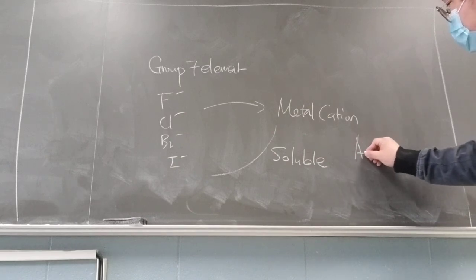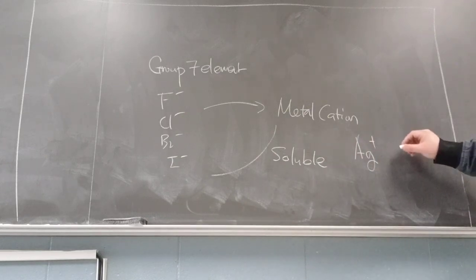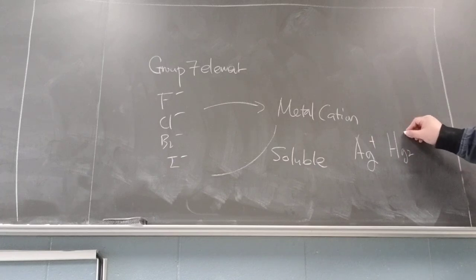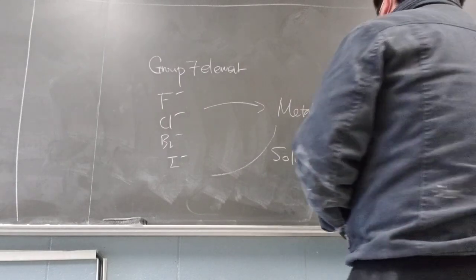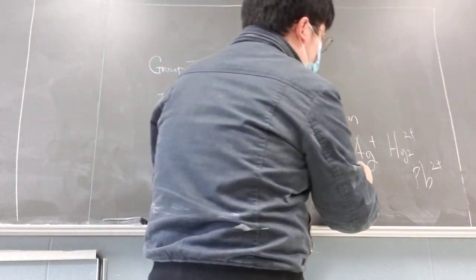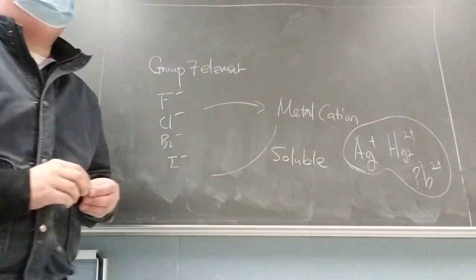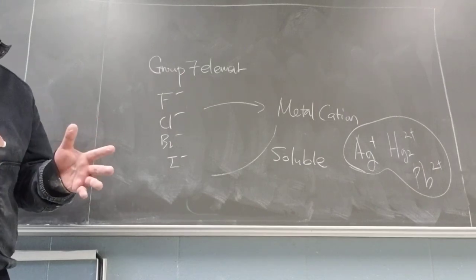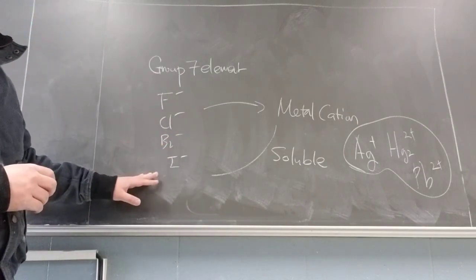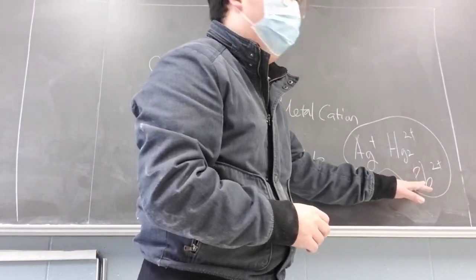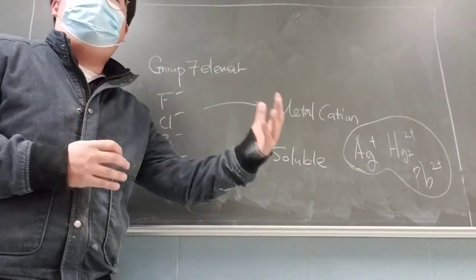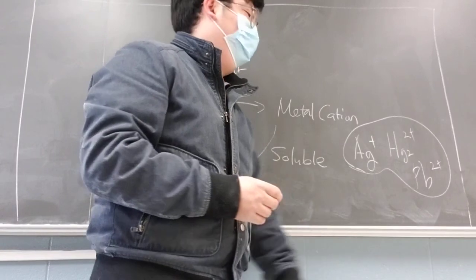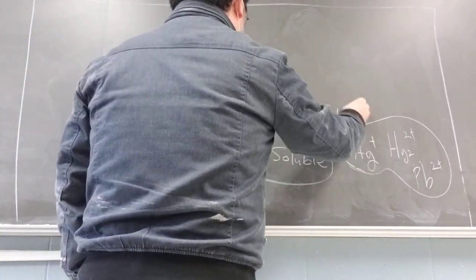We have the silver cation, the mercury cation, and then the lead cation. Okay. So if that is the case, those exceptions will not be soluble in water. If those halogen anions are paired with those three exceptional metal cations, they will not be soluble in water. So it's insoluble in water. But other than those three, they will be soluble in water.